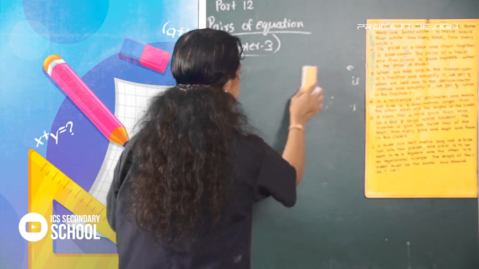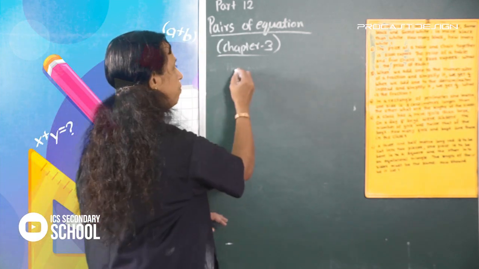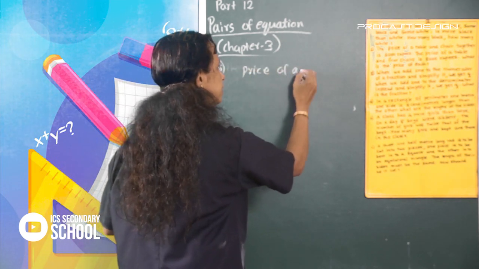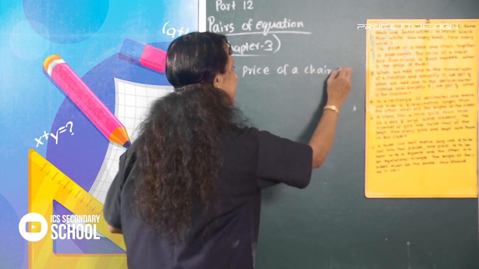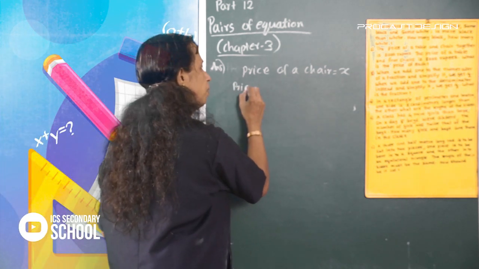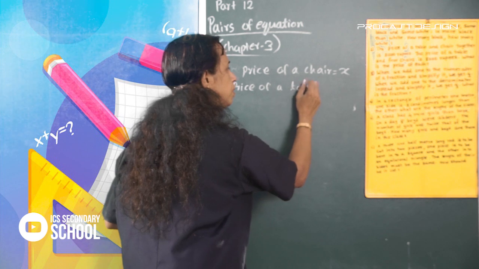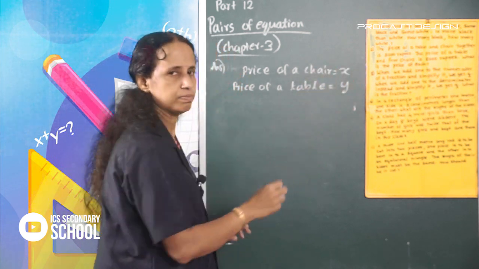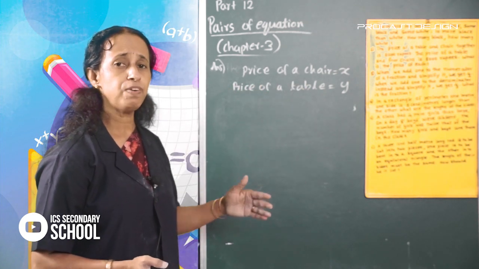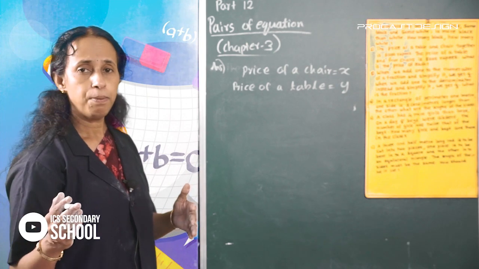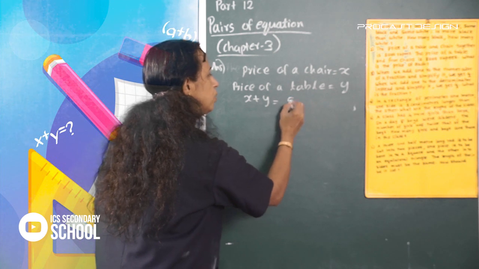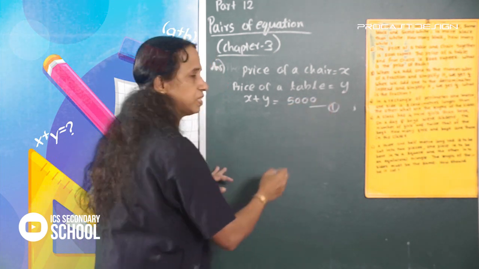You write first: the price of a chair is equal to x, the price of a table is equal to y. The price of a chair and table together is 5,000 rupees, so x plus y is equal to 5,000. Okay, this is the first equation.